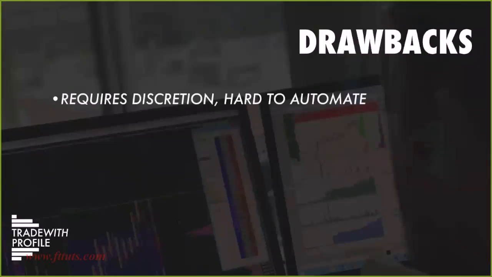Now, I've been pumping it and talking about how great it is. I want to be clear, there are some drawbacks you need to be aware of if you're going to use profiling, which I think you should. Here are the things. One is it requires discretion. It's really hard to automate.